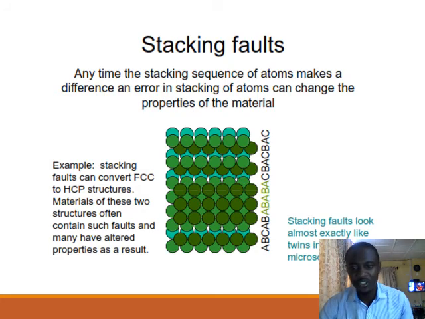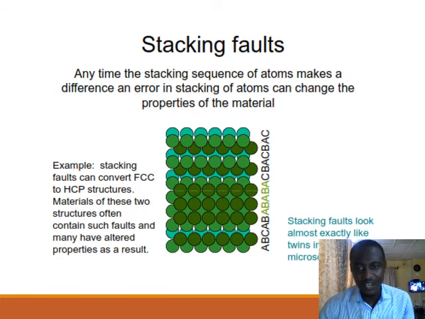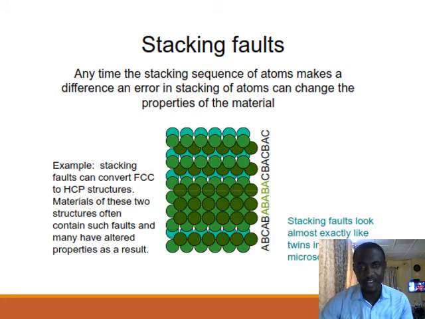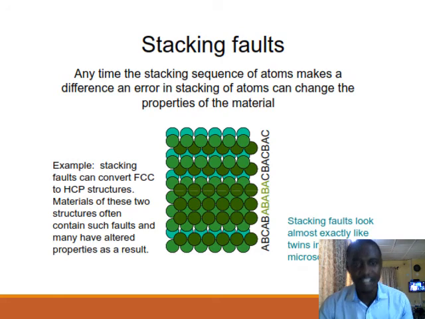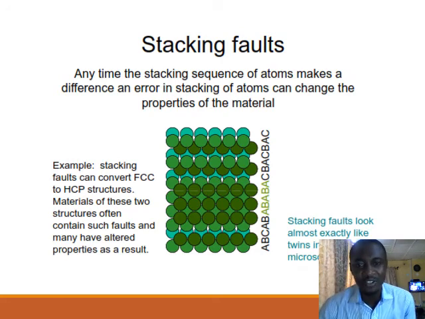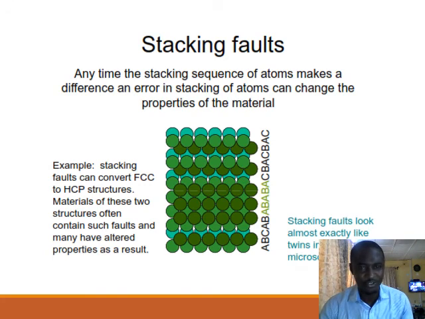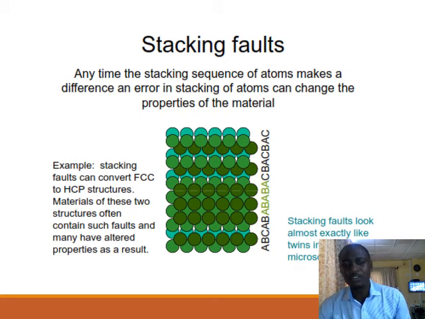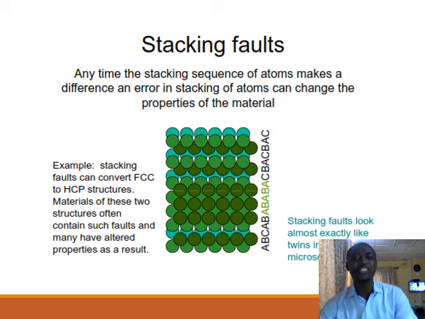So for some reason, if you change the stack, say for instance, like what you have on this slide, you have ABC, then you have ABA, you get it? Then you have ABA, then you have CBA, something like that. So there's a change in the sequence of this stack. Once you do that, you have what is called a stacking fault. Usually what this stacking fault does is that it completely changes the crystal structure of the material. For example, the stacking fault can convert FCC crystal structure to HCP. So you have a face-centered cubic structure completely becoming a hexagonal close-packed. So you can see this is completely changing the structure.